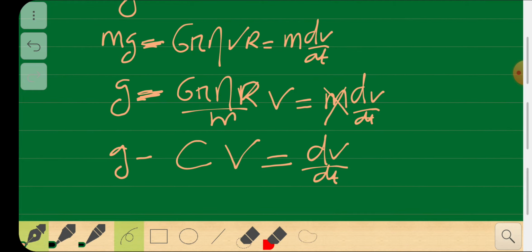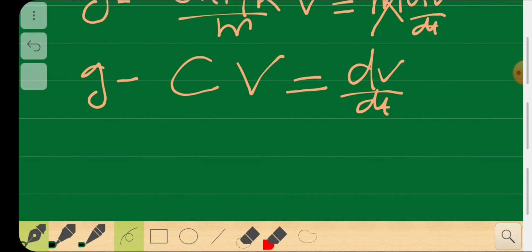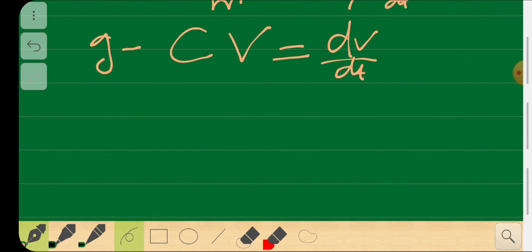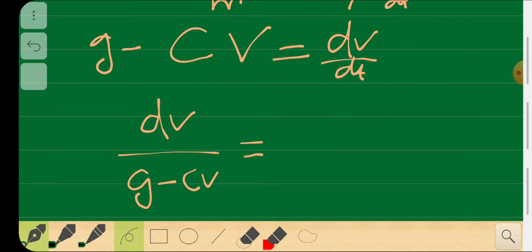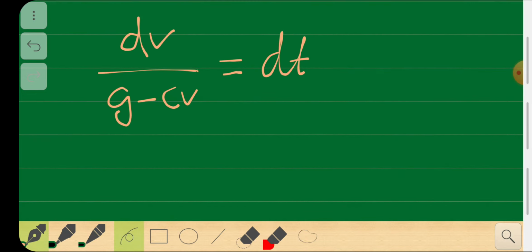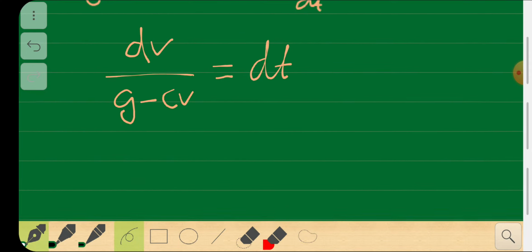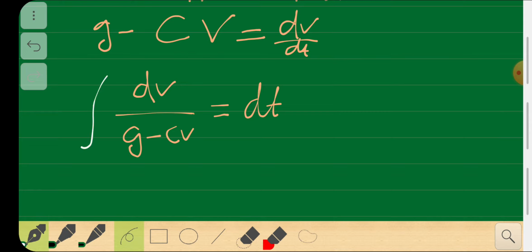So it's easily imaginable. Now I'm going to rearrange this just as we did last time, and separate these variables. So you get dv by g minus c v must be equal to dt, right? And now you can integrate over the limits. On the left side, v goes from 0 to some v of t, and on the right side, t goes from 0 to some final t. Okay, you can do that.